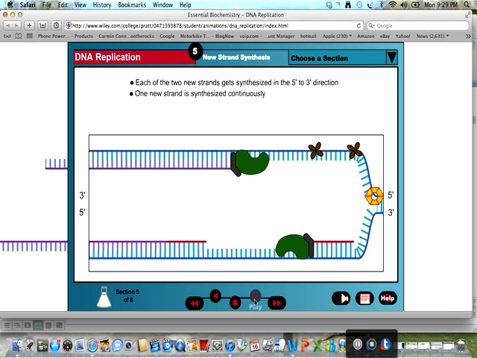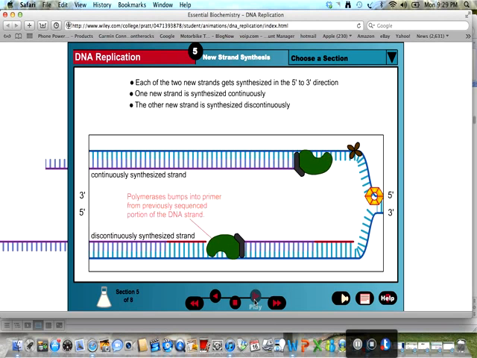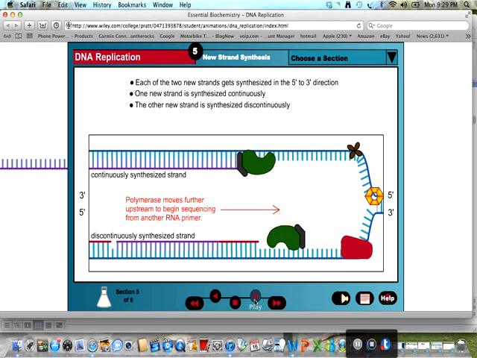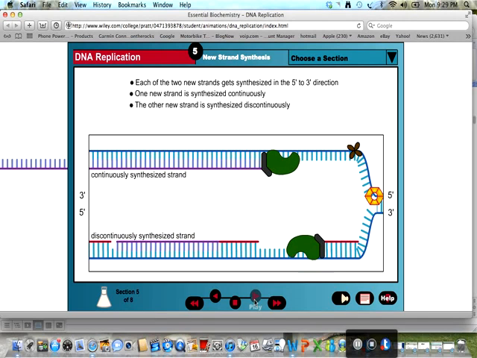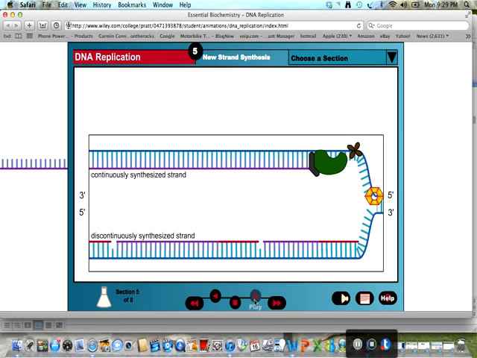One polymerase can remain on its DNA template and copy the DNA in one continuous strand. However, the other polymerase can only copy a short stretch of DNA before it runs into the primer of the previously sequenced fragment. It is therefore forced to repeatedly release the DNA strand and slide further upstream to begin extension from another RNA primer. The sliding clamp helps hold this DNA polymerase onto the DNA as the DNA moves through the replication machinery. The sliding clamp makes the polymerase processive.